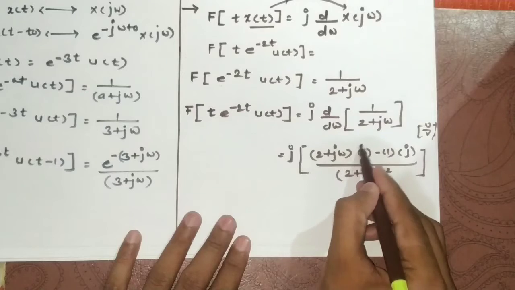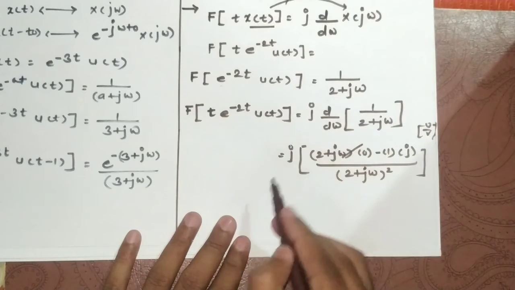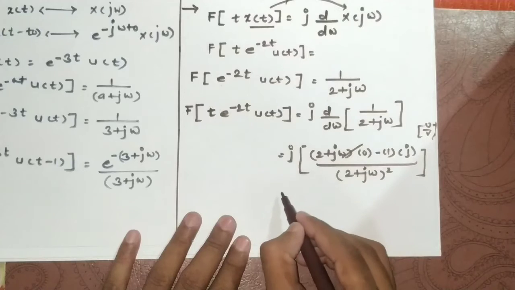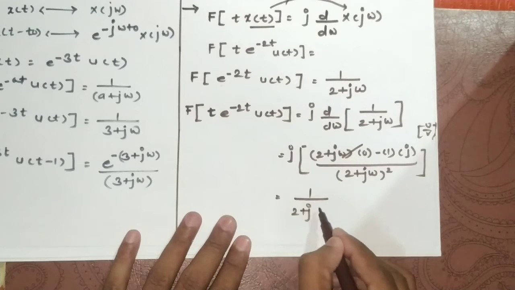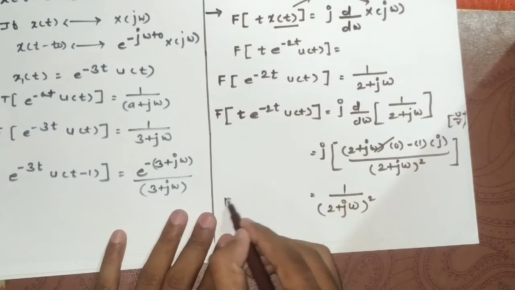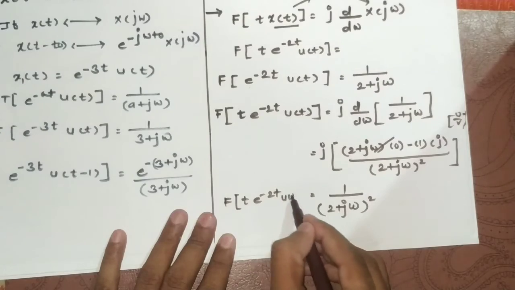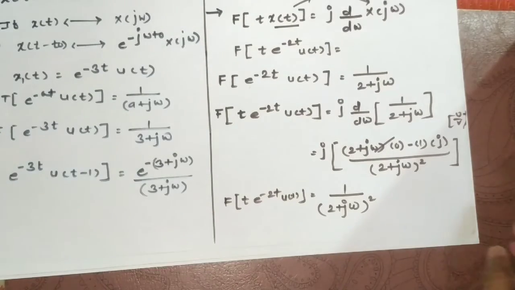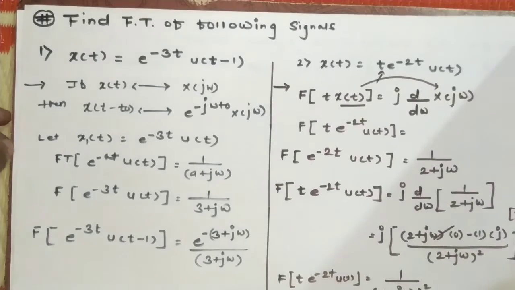Now if I simplify, this first term is going to be 0, this is minus j into j, which will be minus j square, and that will be 1. So our answer becomes equal to 1 divided by 2 plus j omega whole square. So this will be the Fourier transform of the given function. This is by using the differentiation in frequency domain property.